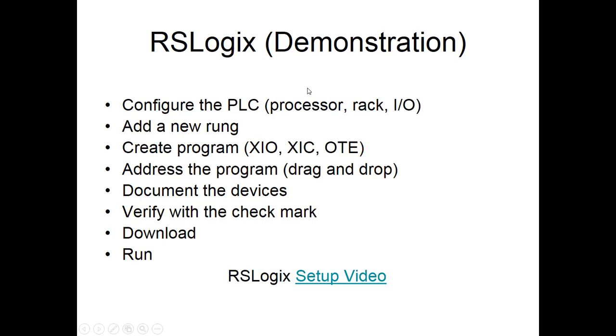Here's an example where I configure the PLC. And in this video link right here, I go through and I set up links, and then I create a program and I address the program using drag and drop. We learned how to drag and drop with the MicroLogix, and it's really a pretty slick, faster way. That way you don't mess up the address, and then you have to document the devices. And remember, you can document those PB1, PB2, PB3, switch one, whatever, and then verify with a check mark and download and run. So that's what we were doing, and here's a little bit of an example on the setup video there if you want to stop and take a look at that.